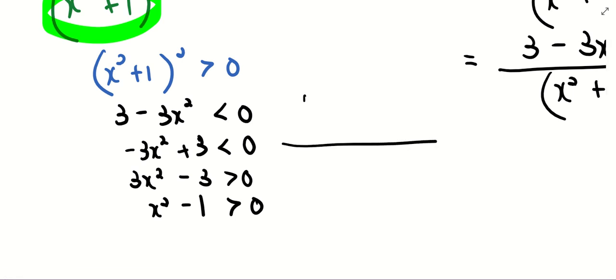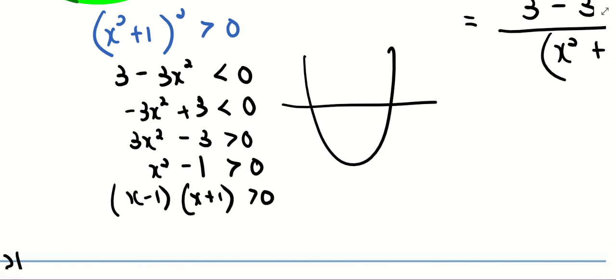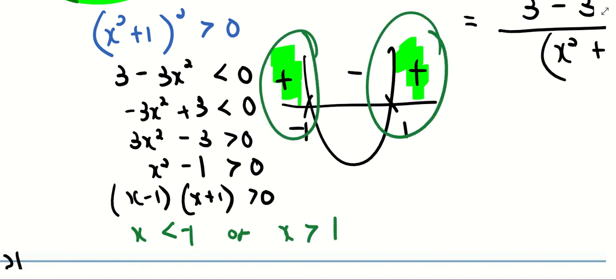Then, I want to find my critical value. If you don't know, teacher, this one can be factorized. So I can see my critical value to be negative 1 as well as 1. Plus, minus, plus. This one also positive. So I want the two regions on top. So in the end, my x must be less than negative 1 for this particular part, or x must be greater than 1 for this particular part.